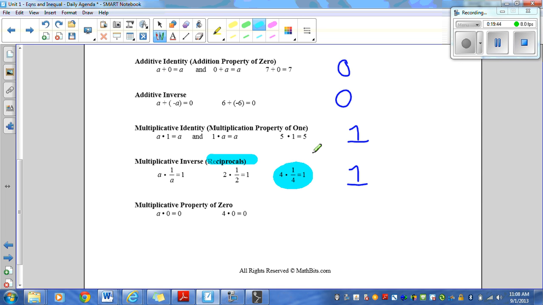And that is the video on evaluating in function notation. And you're going to practice it in class tomorrow.